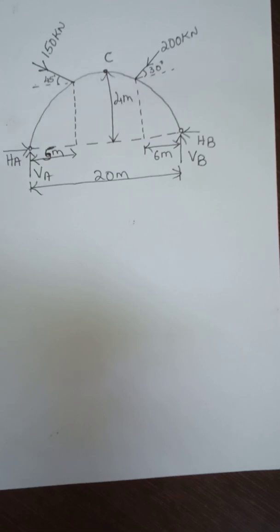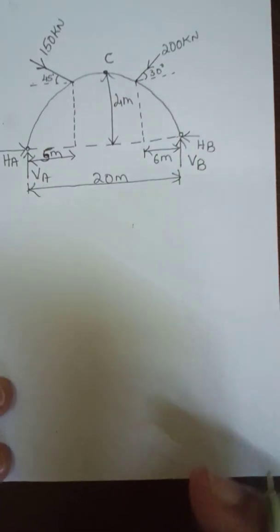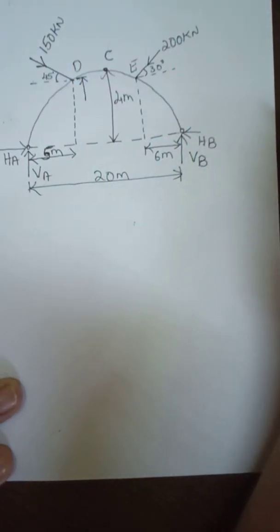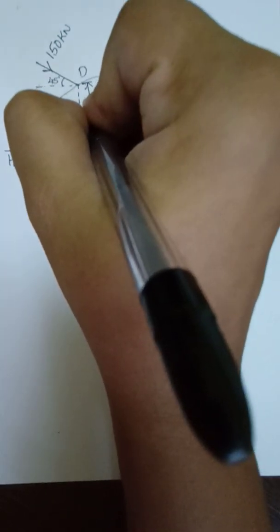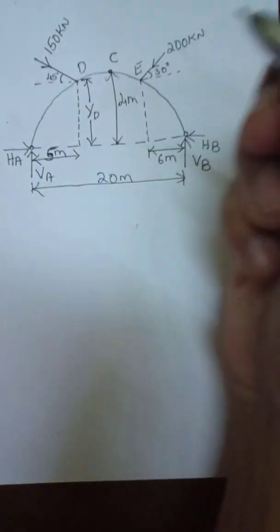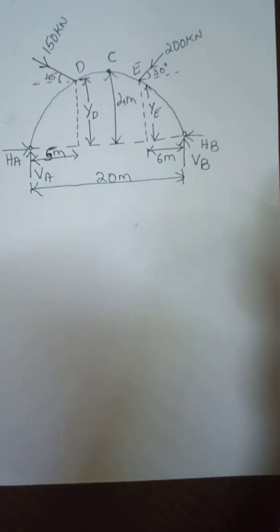So basically, before solving the numerical, we need to determine the vertical distances. Here they have not given the vertical distance, so I call this point D and this point E. Here we are supposed to determine the vertical distance with reference to the loaded points. I call this distance YD with reference to the line of action of the supports, and this YE with reference to the line of action of the supports.